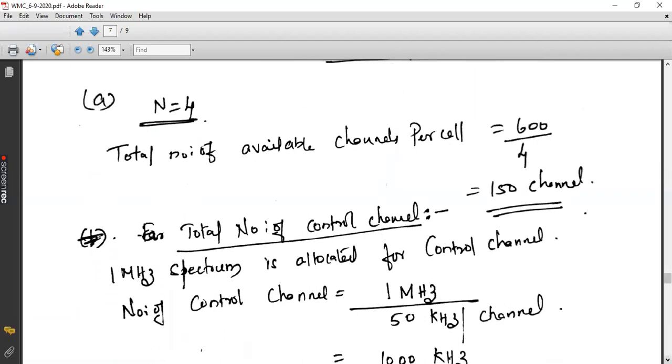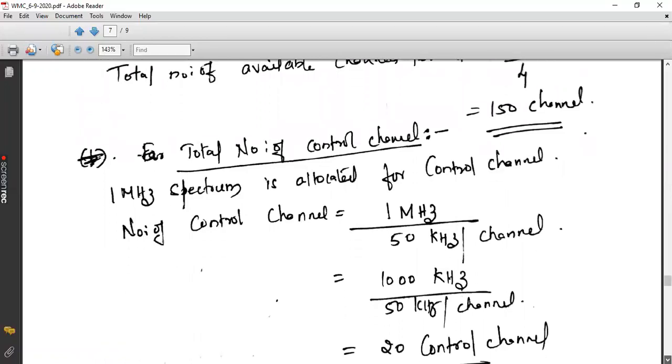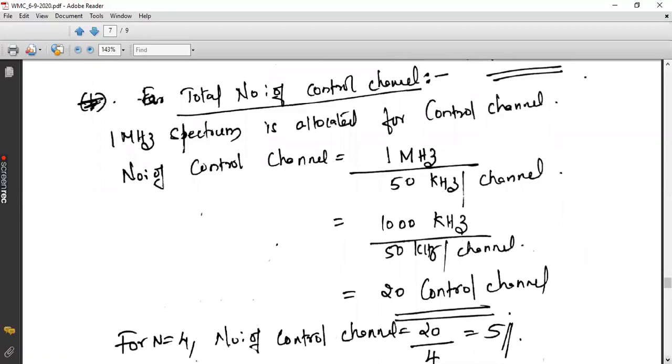And it is given in the question, 1 megahertz of the spectrum is confined to the control signals, that is to be satisfied mandatorily. Okay, 1 megahertz of the entire spectrum is allocated for the control channel. So what is the spectrum for one channel? You will have 50 kilohertz for one channel, isn't it? So you just divide this 1 megahertz by 50 kilohertz per channel, then you will get the answer as 20 control channels.